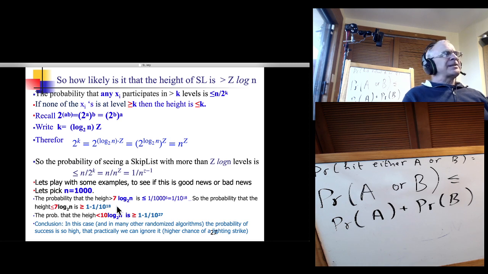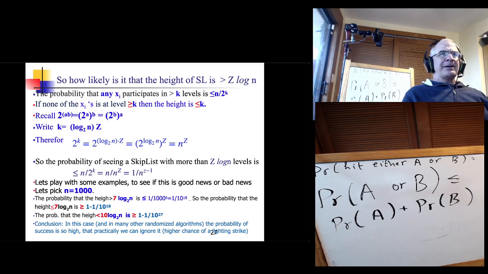And then you're saying, no, it's still too large for me. I want to really be sure. Then I'll tell you, okay, in this case, you need to increase z. What's the chance that you'll see a skip list with more than 10 times log n many levels? Then you're down to 1 divided by 10 with 27 zeros after it.